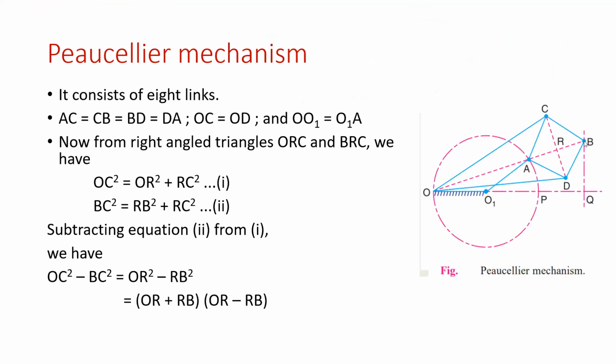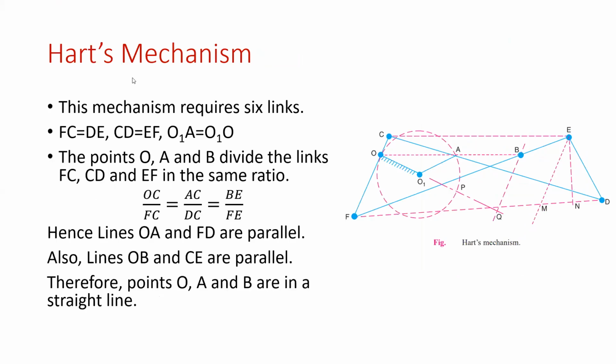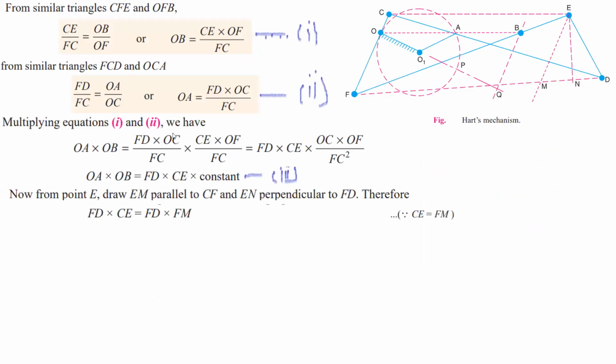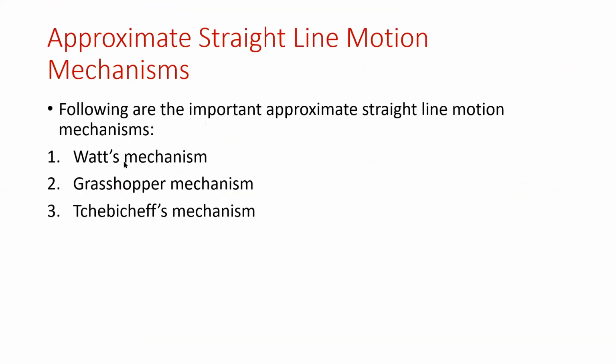So last time we have seen these mechanisms which produce the exact straight line motion. Some point in this mechanism will trace out a line. Its path will be a straight line. So this Peaucellier and Hart's mechanism we have seen, and also we have seen their mathematical proof, how we can prove that these points are moving in a straight line. Okay, so we have seen that.